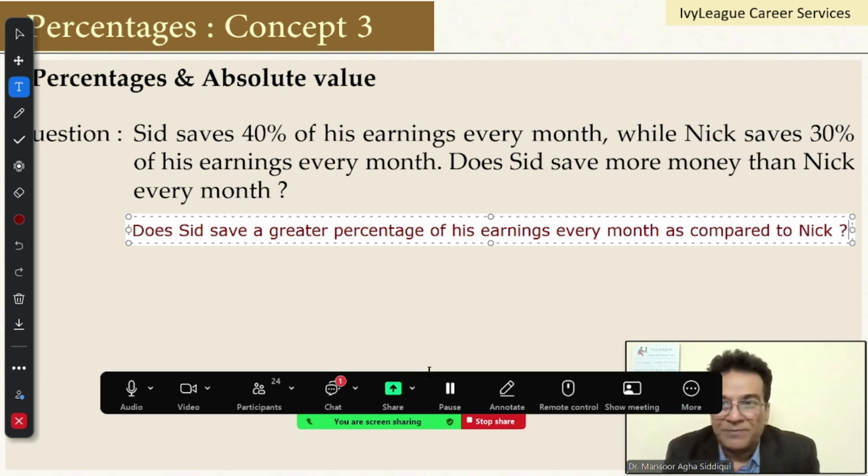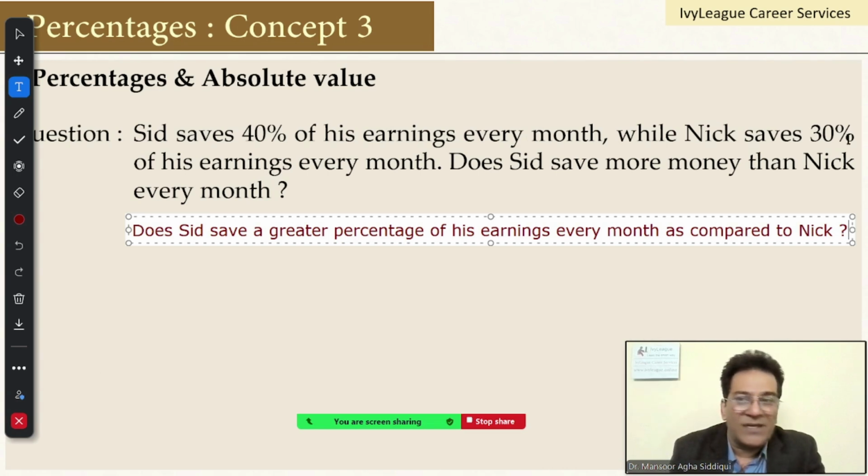So let's look at the question. The question says Sid saves 40% of his earnings every month, while Nick saves 30% of his earnings every month. And the question says, does Sid save more money than Nick every month? The problem with this particular question is that it talks about percentages of earnings of Sid every month and percentage of savings of earnings every month for Nick.